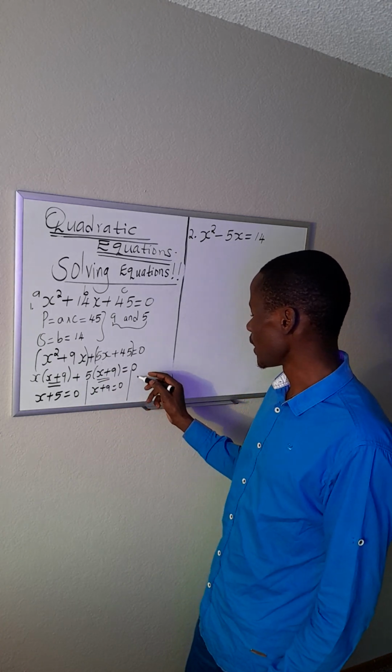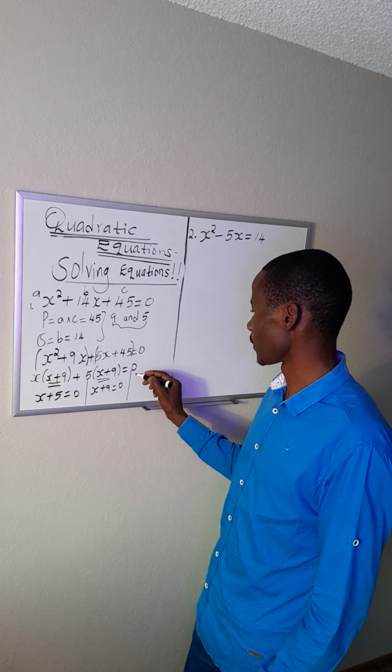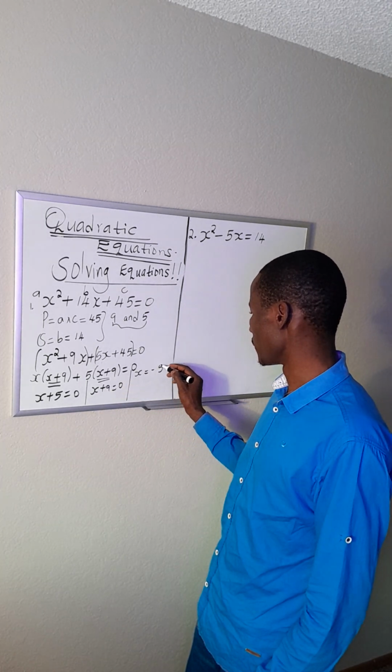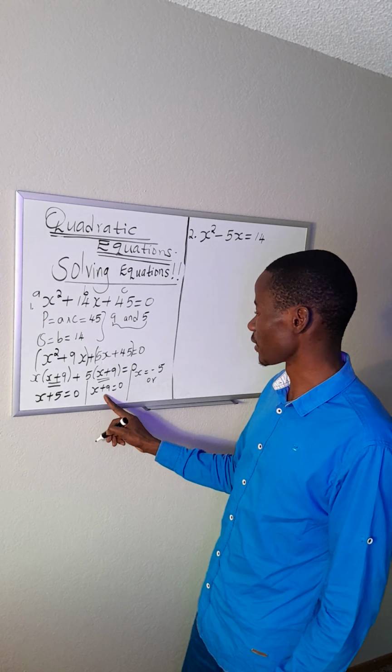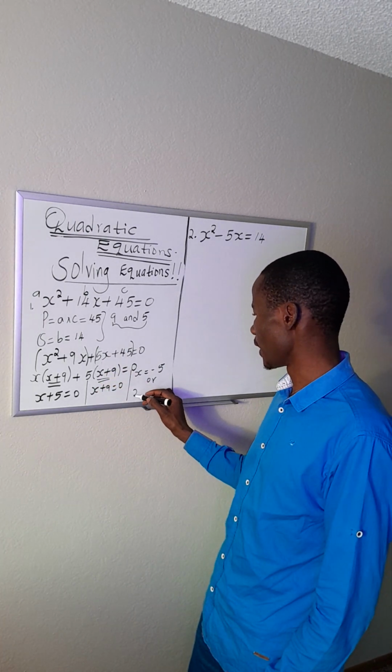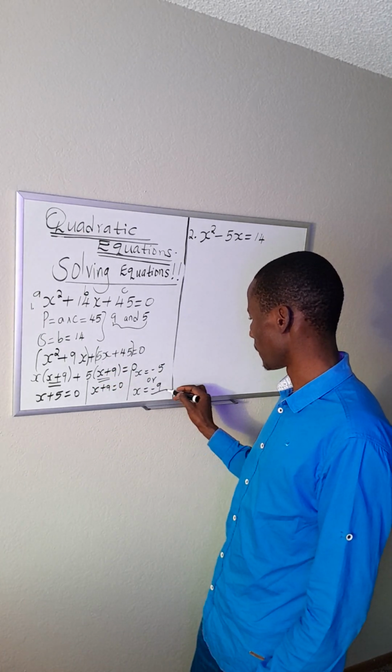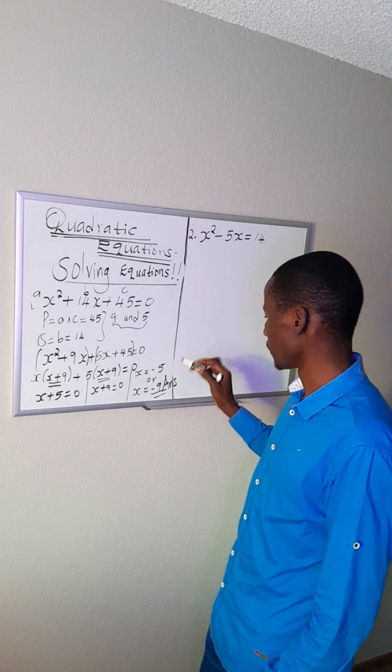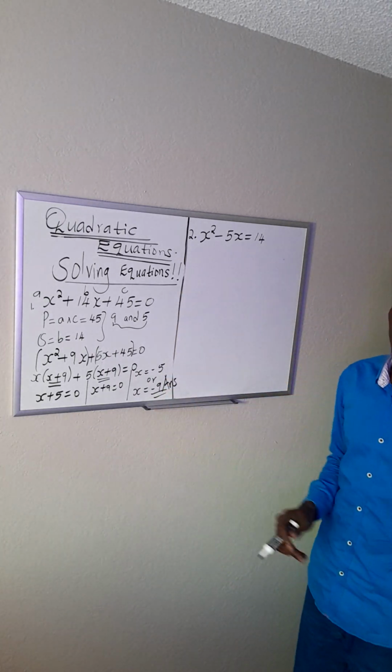Therefore, now I'm saying the solution for the first one, x is equal to -5, or when positive 9 crosses the equal sign, x is equal to -9. Those are the solutions for the two questions. So that is it. I believe you can go through it.